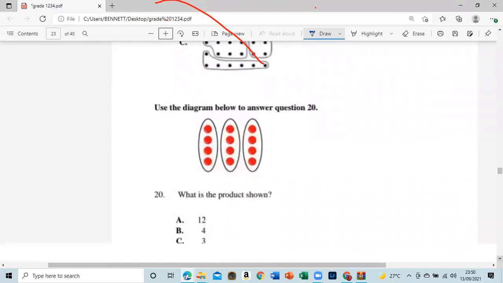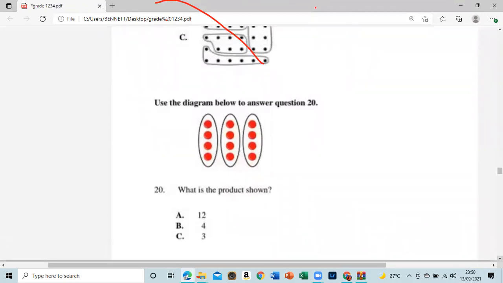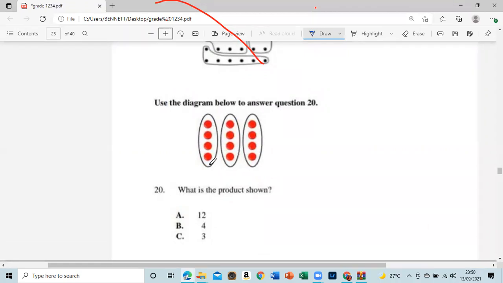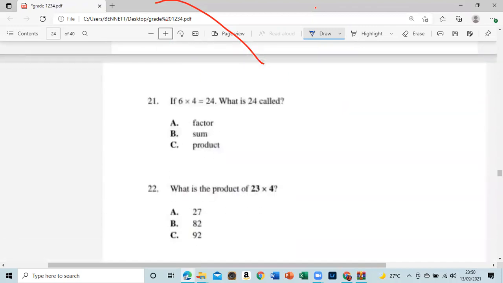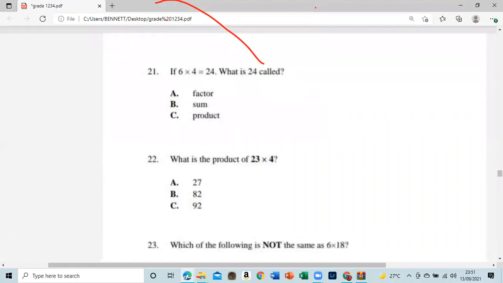I have to continue. Use the diagram below to answer question 20. What is the product shown? So it's 1, 2, 3, 4. It's 3 of them. The order shouldn't matter this time, right? It's 3 columns, and it contains 4. So that is 12. But the other one with the 4 by 3 and the 3 by 4 has me thinking a lot, because I don't know the rule behind that. I know a matrix uses row by column, but I don't know in general what the rule is. Guys, you see that? We live and we learn.